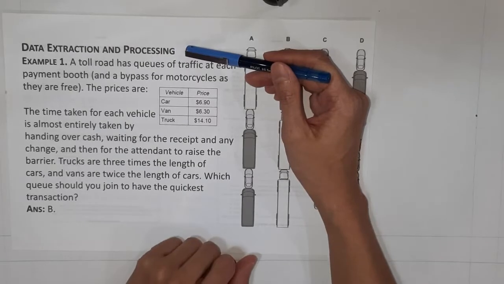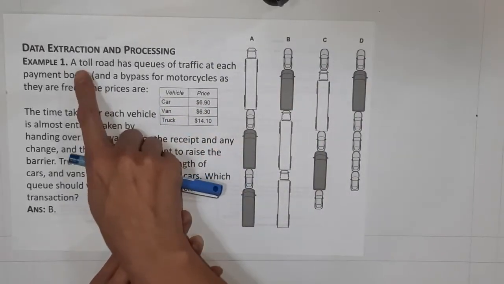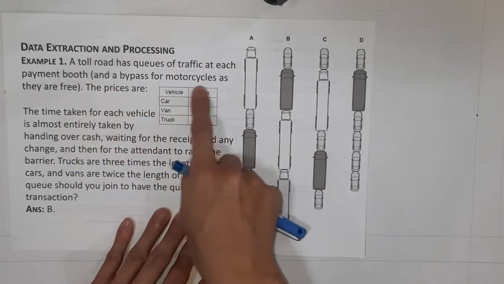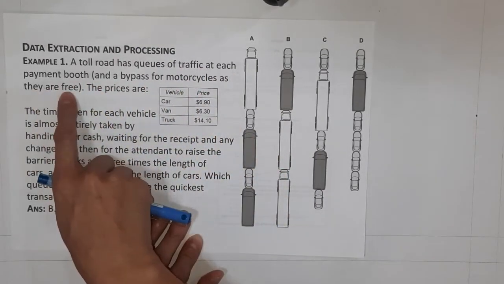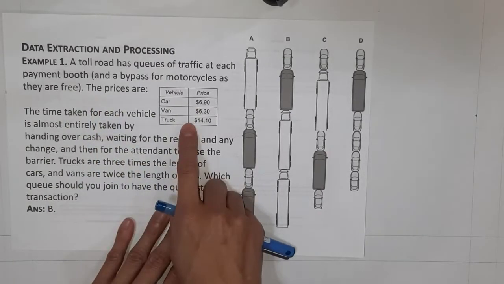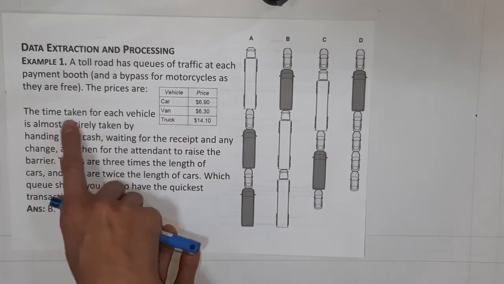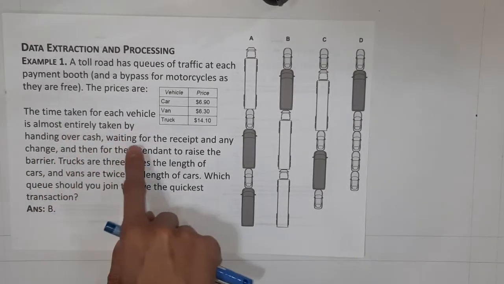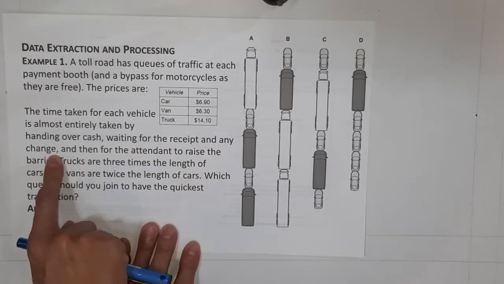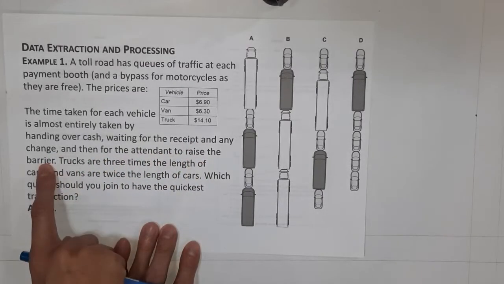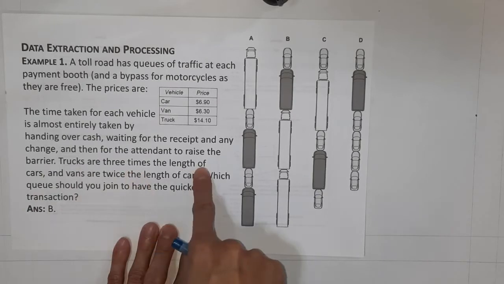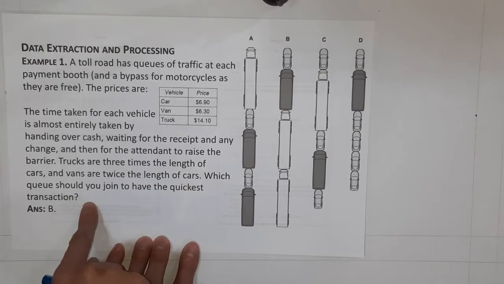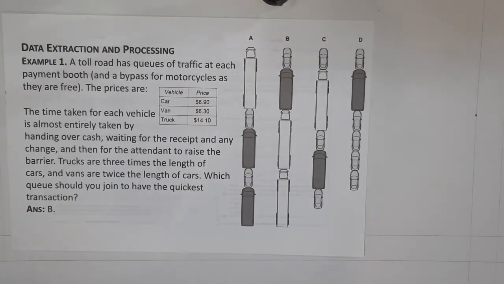So, let us look at this example. A toll road has queues of traffic at each payment booth and the bypass for motorcycles as they are free. The prices are as follows. The time taken for each vehicle is almost entirely taken by handing over cash, waiting for the receipt and change, and for the attendant to raise the barrier. Trucks are 3 times the length of cars, and vans are twice the length of cars. Which queue should you join to have the quickest transaction?